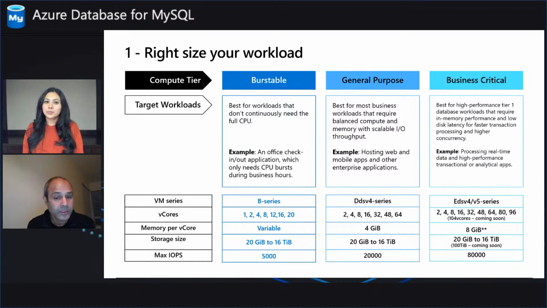As you can see, in burstable we support up to 20 vCores. In general purpose, we support up to 64 vCores, and in business critical, 96 vCores. We plan to support up to 104 vCores coming soon.